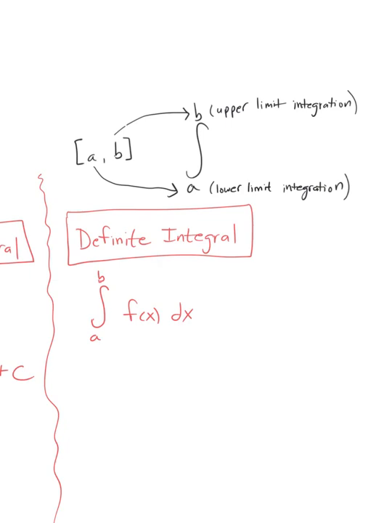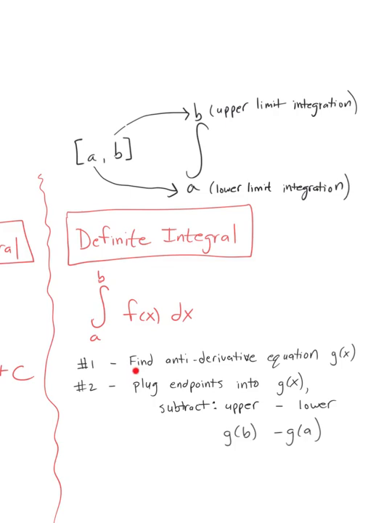To solve for a definite integral, there are two steps. The first step is finding the antiderivative equation, just like it was for an indefinite integral. We will call the antiderivative equation g of x. The second step is you just plug your endpoints into that antiderivative. So you take the upper limit of integration minus the lower limit of integration, so g of b minus g of a. Your answer will equal a number, which is an actual area.